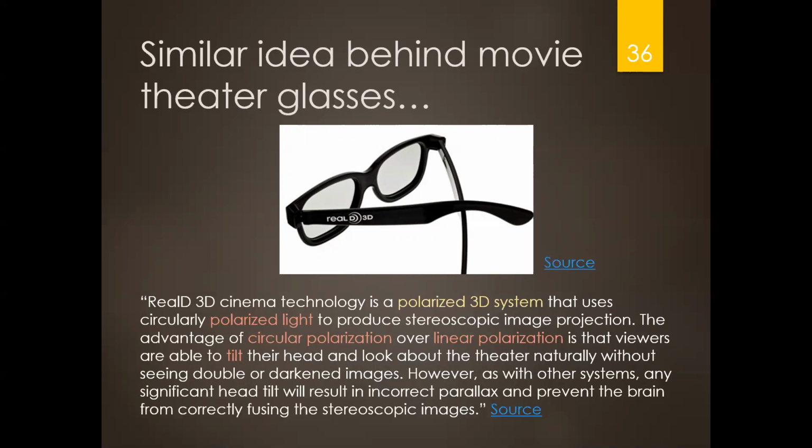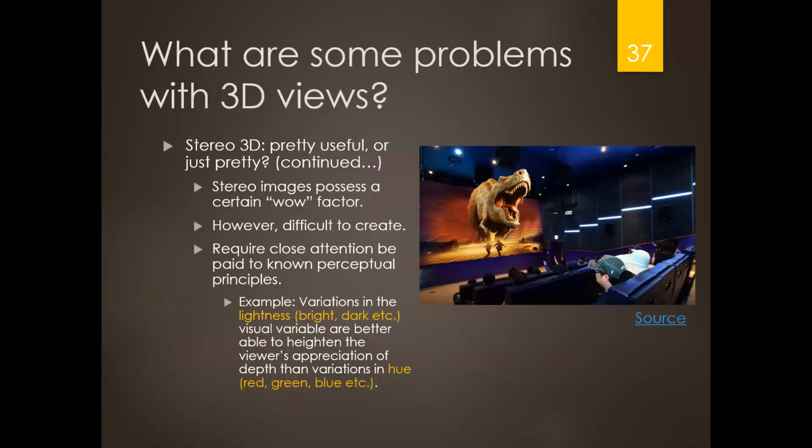We call it polarization to create stereo optics. And it's pretty. A 3D environment is pretty, especially when we're using it for entertainment. However, it's pretty hard to create. You have to be careful with a lot of things, right? Variations in lightness and color and hue.